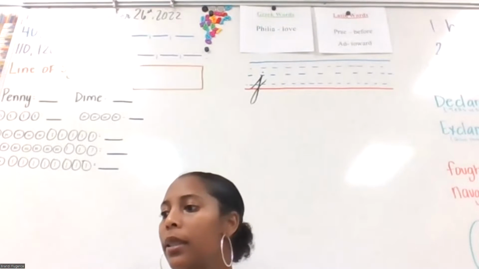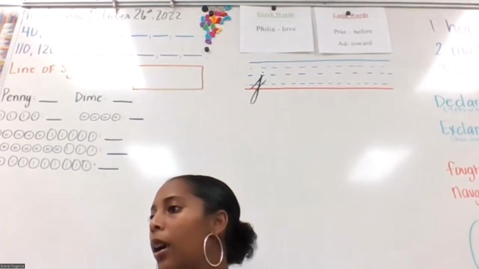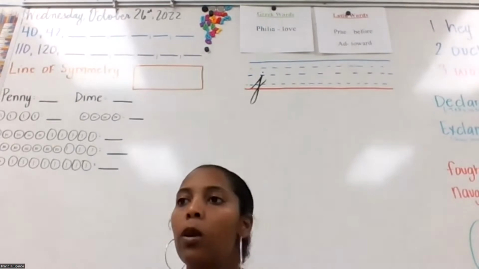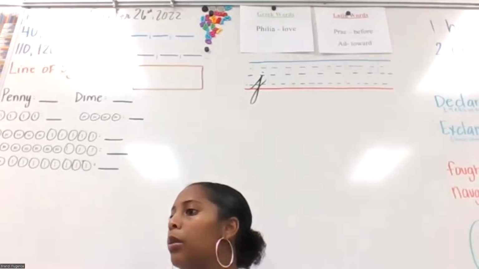6 minus 0 equals 6. 5 minus 0 equals 5. 7 minus 7 equals 0. 1 minus 0 equals 1. 2 minus 2 equals 0.